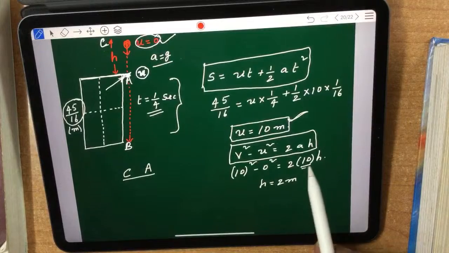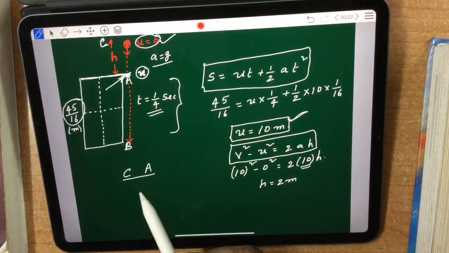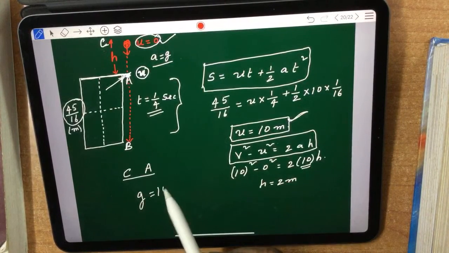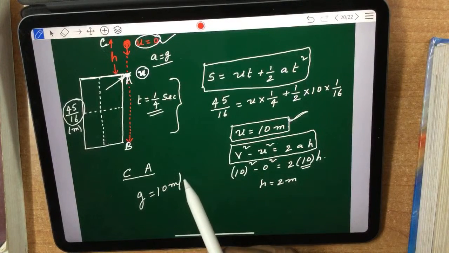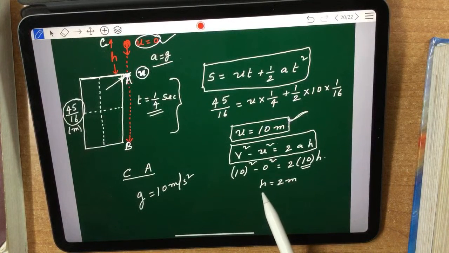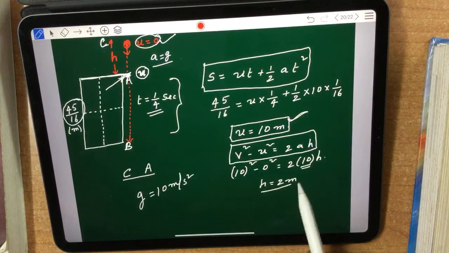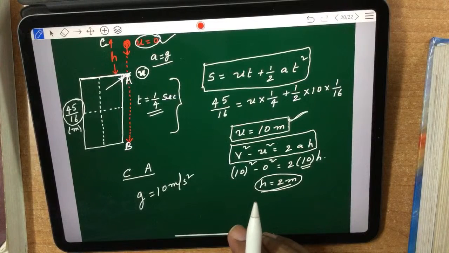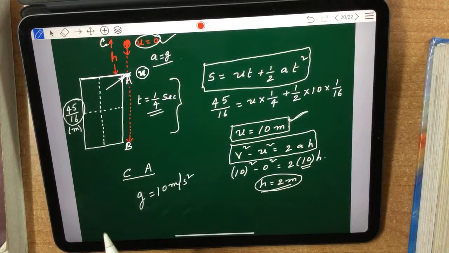A is g, and I am taking the g value as 10. So I will get the height of that point from the top of the window as 2 meters. 2 meters is the answer. Please check your answer. If you are not getting the answer, send it to me.